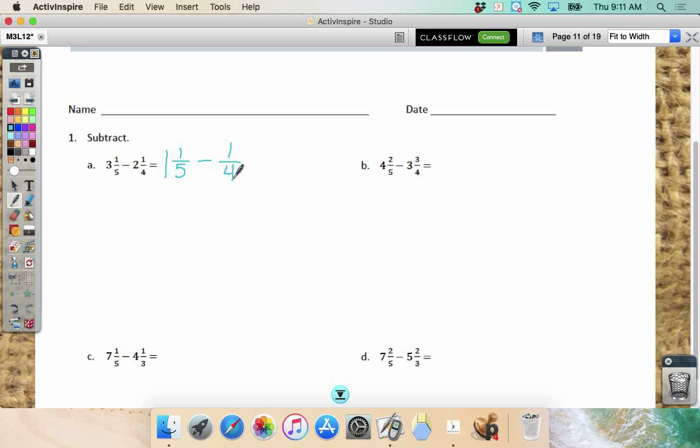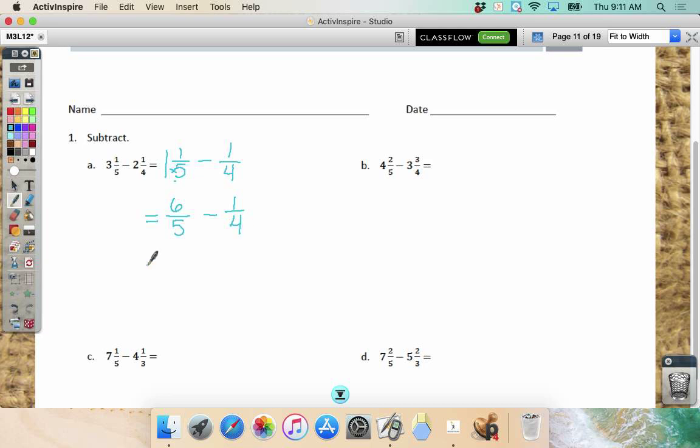Now the second step is going to be changing my mixed number to an improper fraction. Okay? So what is 1 times 5? 5 plus 1 is 6. So it will be 6/5. I don't change the denominator when I do this. Okay? 6/5 minus 1/4. Now I can start solving the problem.